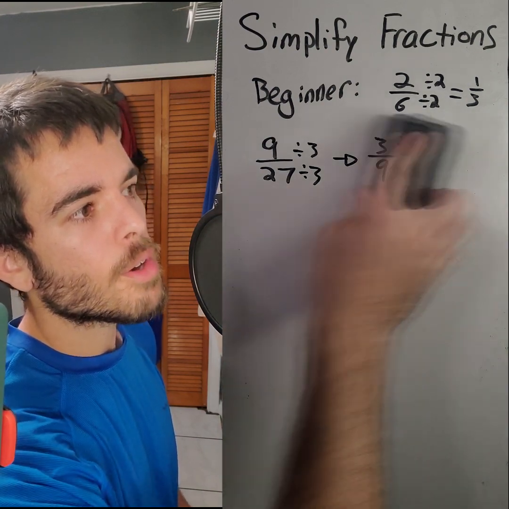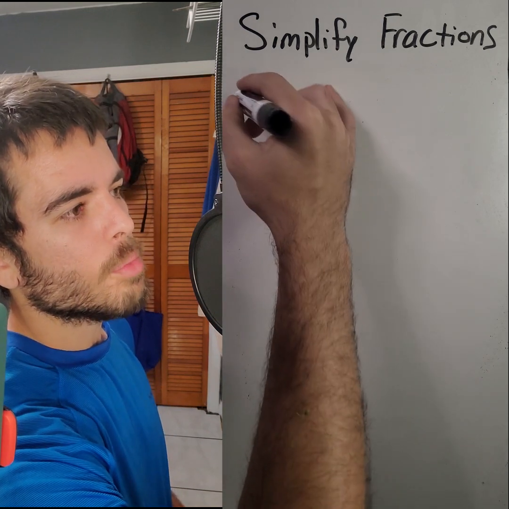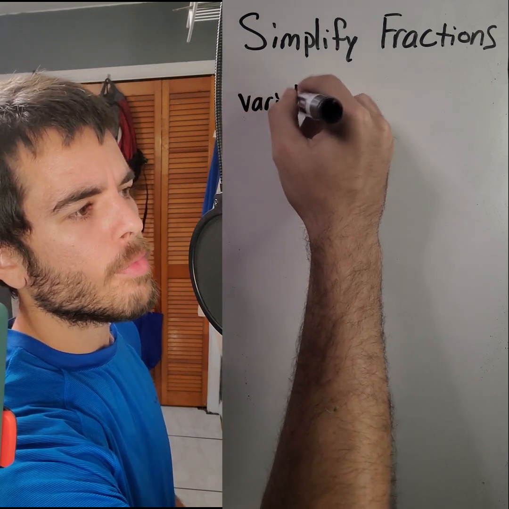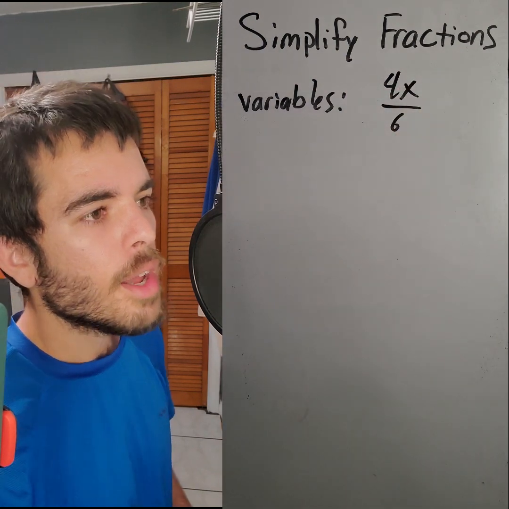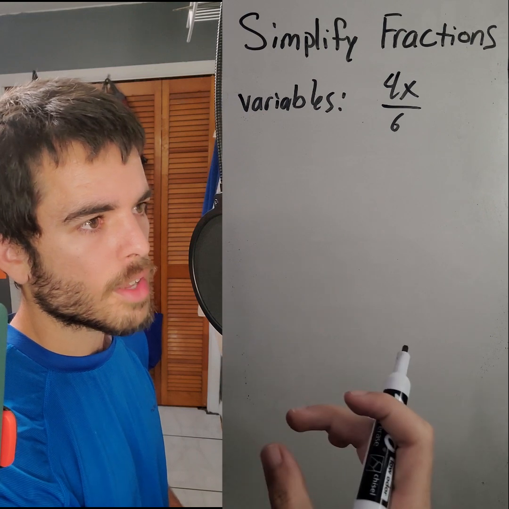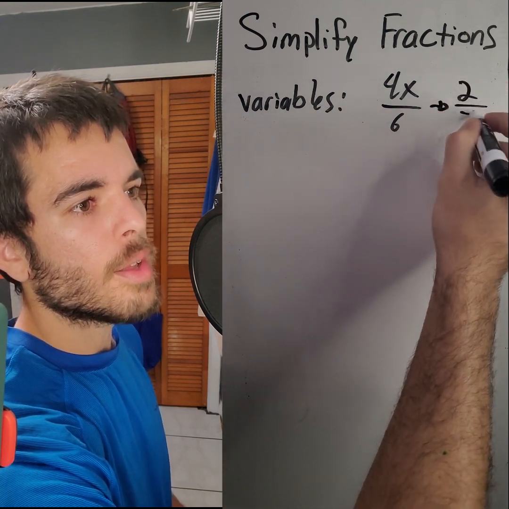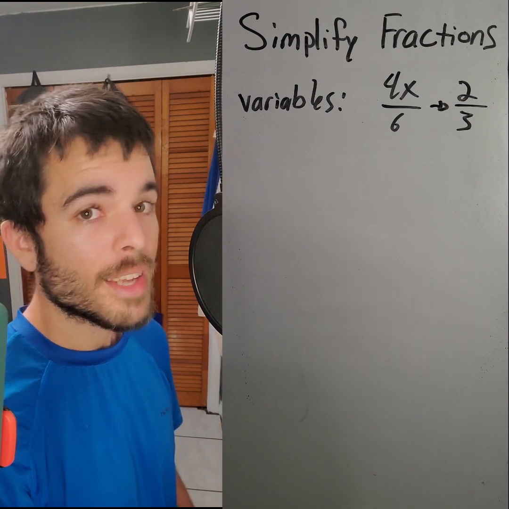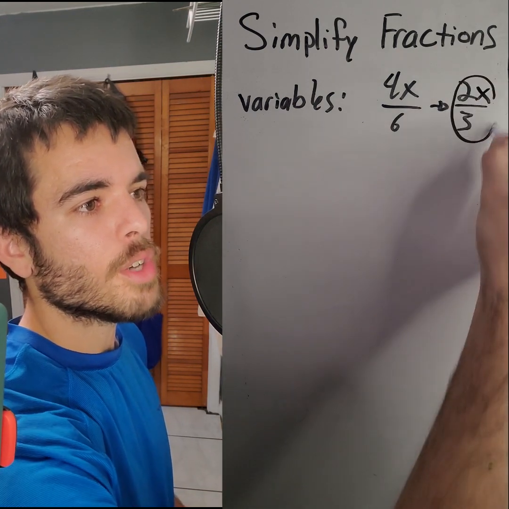So moving on to variables. This is where it gets kind of fun. Let's throw in the letter x somewhere. 4x over 6. Now, we could treat the numbers separately and don't overthink the letters. I know 4 over 6 simplifies down to just 2/3. But does the x disappear? It does not. The x is going to stay up top. And so that's my simplified version of that fraction.